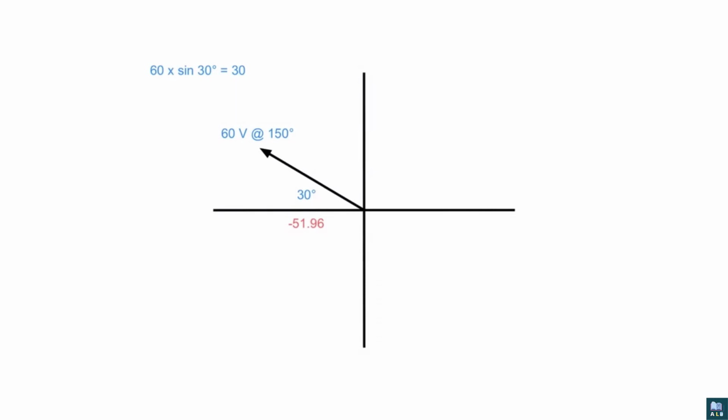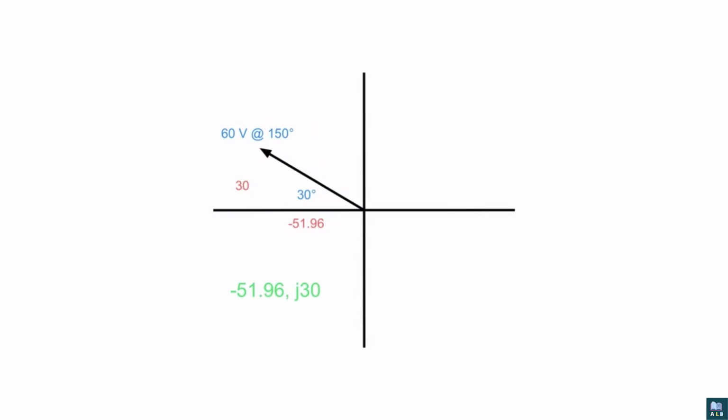Now if I take 60 times the sine of 30 degrees, I end up with my y being 30. Now it is above the x-axis, right? I'm still in this positive sense here. So I could say that this guy is going to be positive 30. So now I can say that my rectangular expression of this vector is going to be negative 51.96 and j30. So that's giving us our second quadrant.